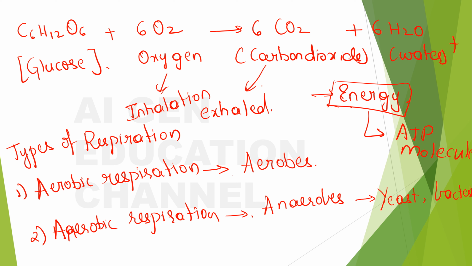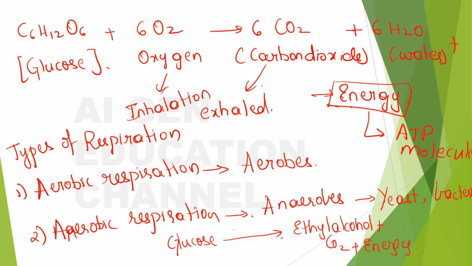So what happens here? As there is no oxygen, the glucose that needs to be broken down can't break down totally, right? It only partially breaks into what? Carbon dioxide and ethyl alcohol, right? So when we take glucose here and there is no oxygen, what happens in the absence of oxygen? What we get is ethyl alcohol and carbon dioxide and energy.